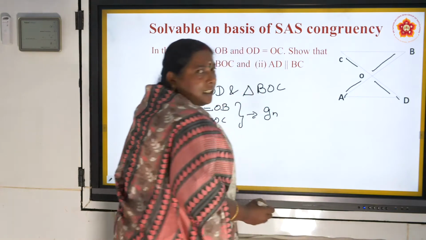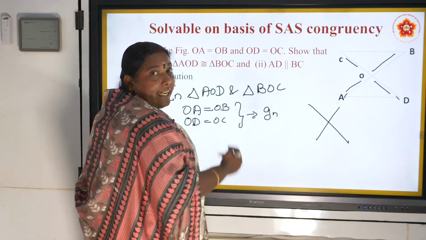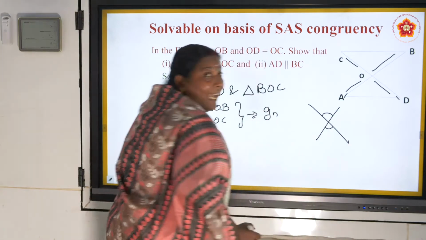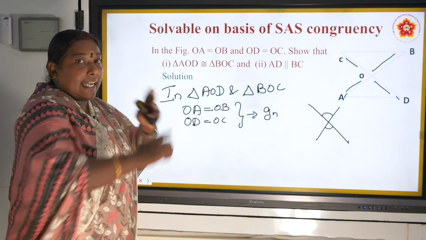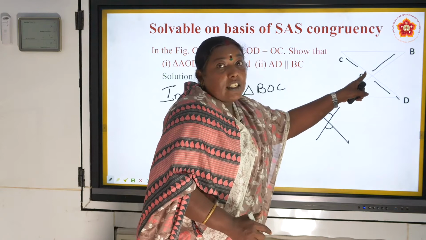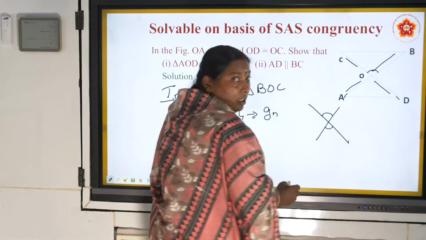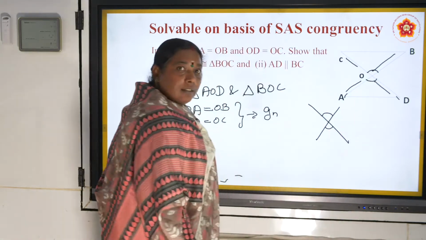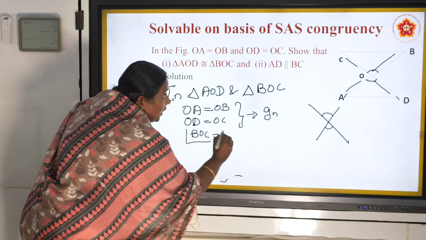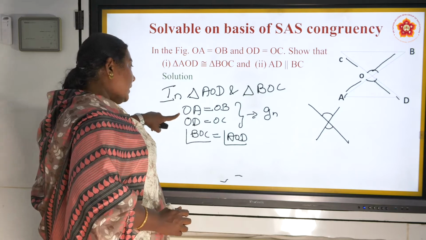Look at this here. You can see an X there. Whenever you see an X, immediately your brain should tell vertically opposite angles. Whenever you see an X, that means intersecting, then your brain should tell, see, there are vertically opposite angles. So I have angle BOC equal to AOD. Now I can write angle BOC is equal to angle AOD.